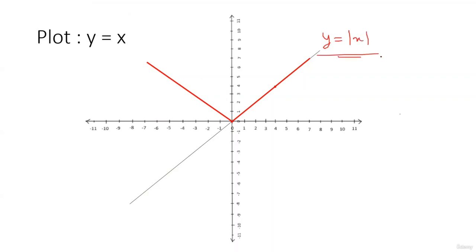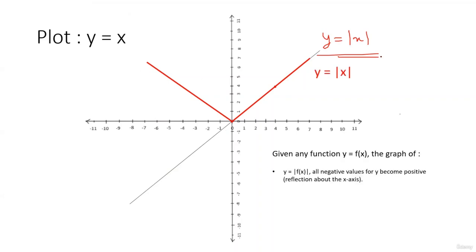So what does mod basically do? Mod will make all the negative values simply positive, right? So you can make note of this. Given any function y is equal to f of x, for the graph of mod f x, all negative values of y become positive, or basically you take the reflection about the x-axis. All negative values will become positive, right?